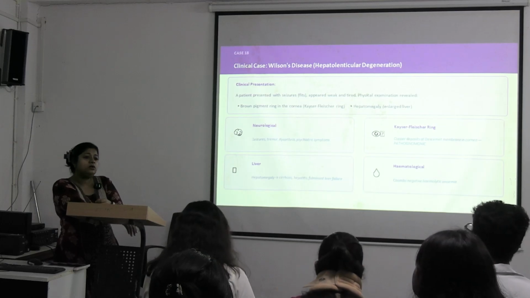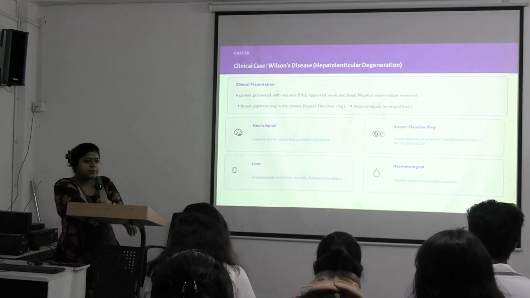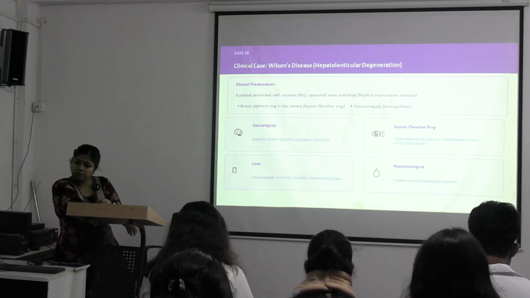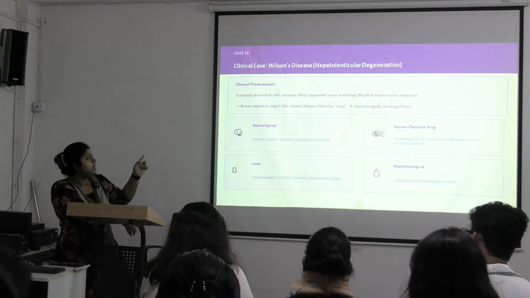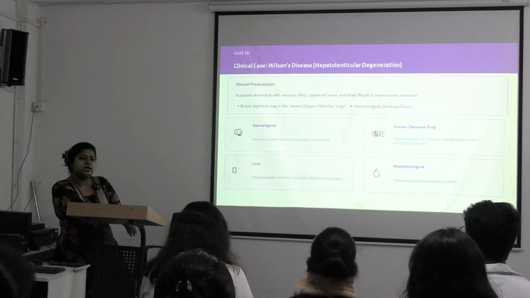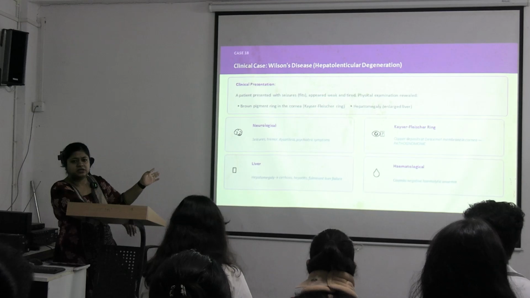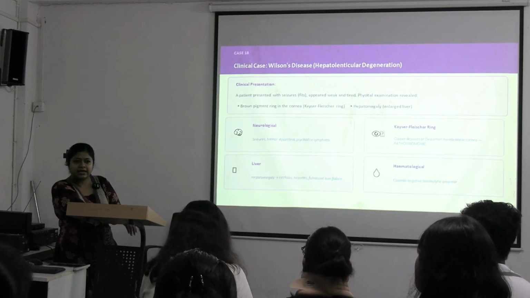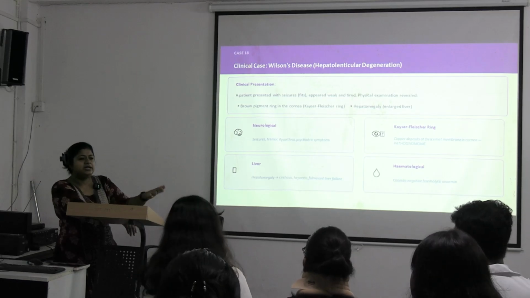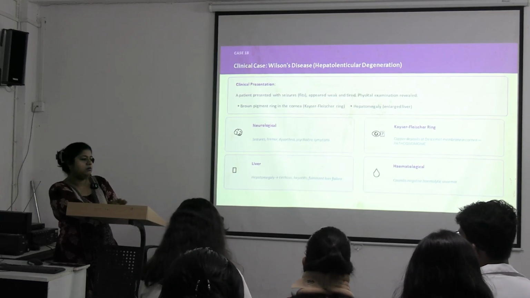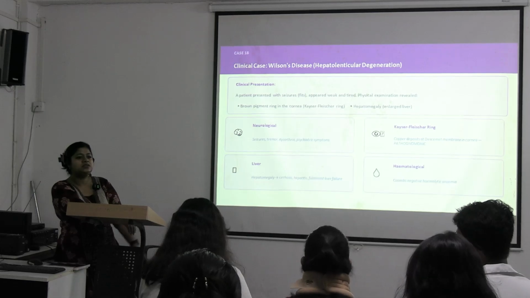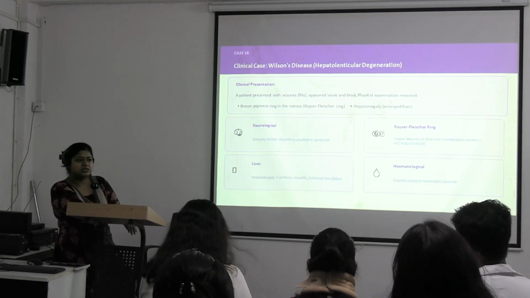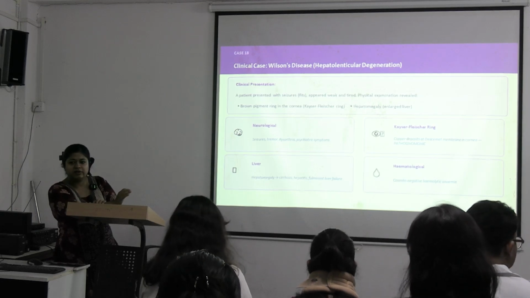It can also be deposited in parts of our brain, leading to various neurological manifestations. Here, the patient is presenting with seizure. If you ask the patient to walk straight, there may be ataxia. What is ataxia? Disoriented gait, or the patient will be unable to walk straight. There can be tremor, if you ask the patient to hold an object.